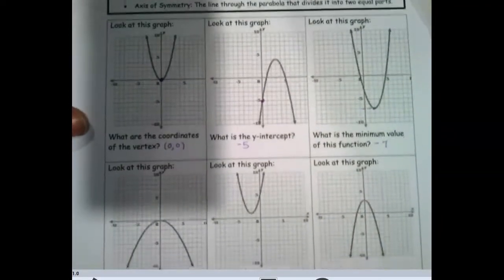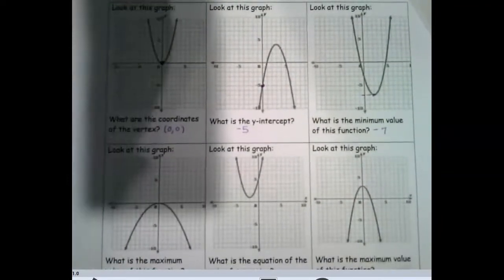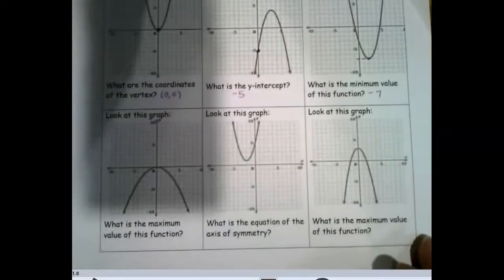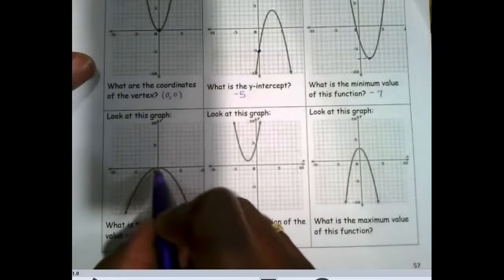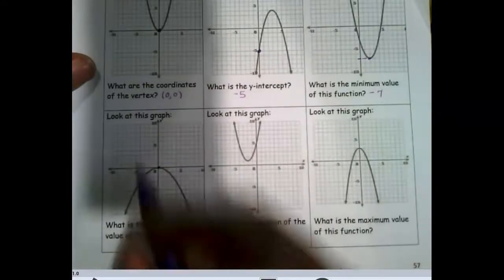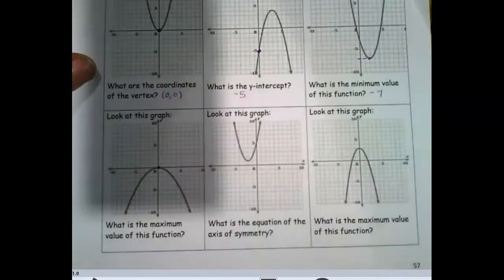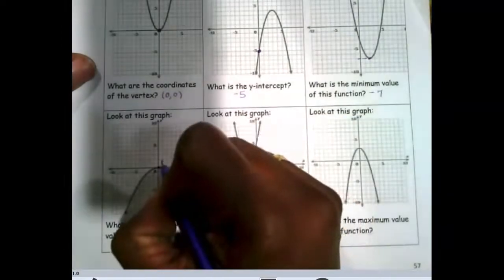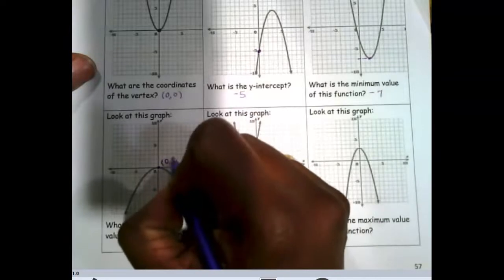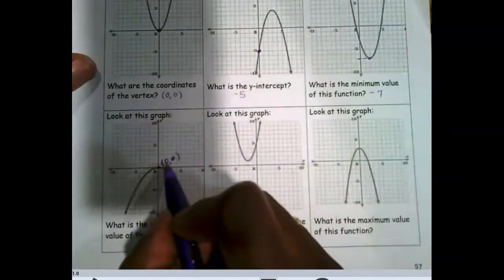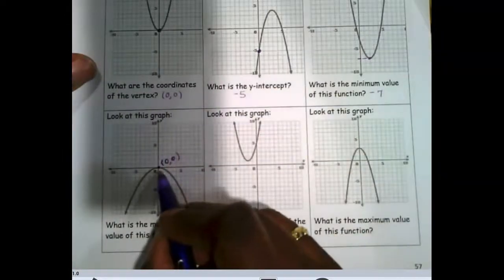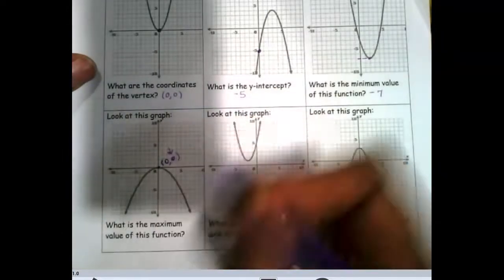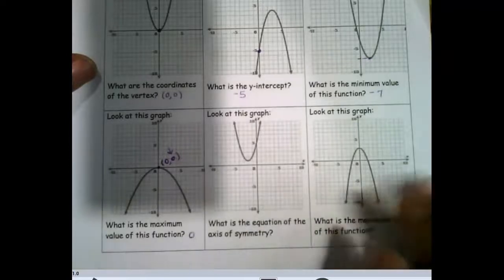And then let's continue. Look at this graph. What is the maximum value? So again, we go to the very top of the graph and we look at the y value. Let me show you what I mean. If I wrote the ordered pair of this function, this is my x and this is my y. So if you're having a hard time, just write the ordered pair, and you're going to pick this number right here. So it would be 0.